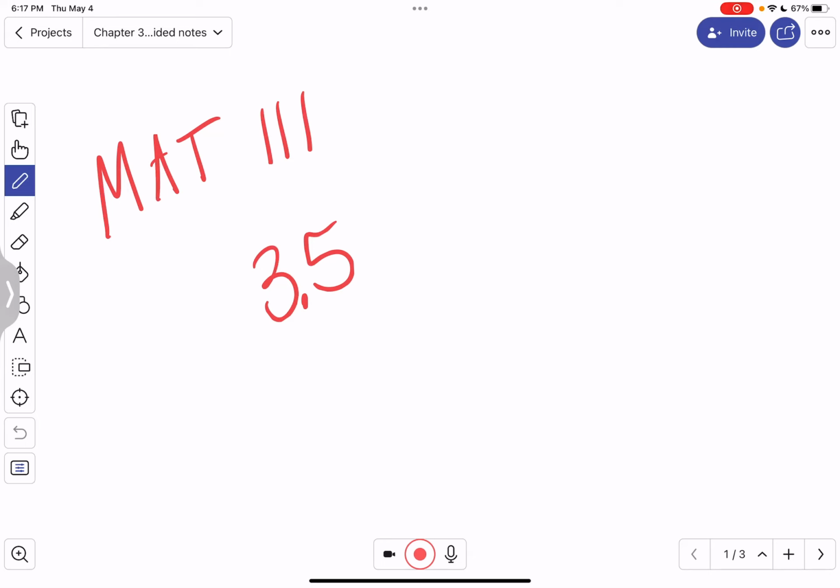Okay, this is going to cover section 3.5. So we're going to use all the graphing stuff we've talked about and put it together to do slope-intercept form.